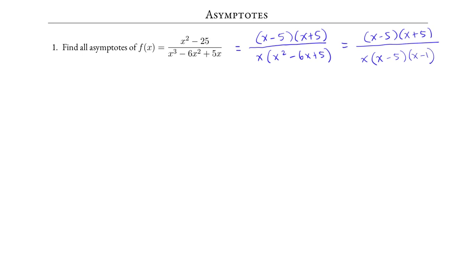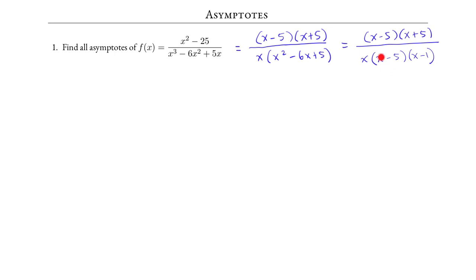Don't forget to double check it. X times x is x squared, x times negative 1 is negative 1x, minus 5 times x is negative 5x, negative 5x plus negative 1x is negative 6x, and negative 5 times negative 1 is positive 5.